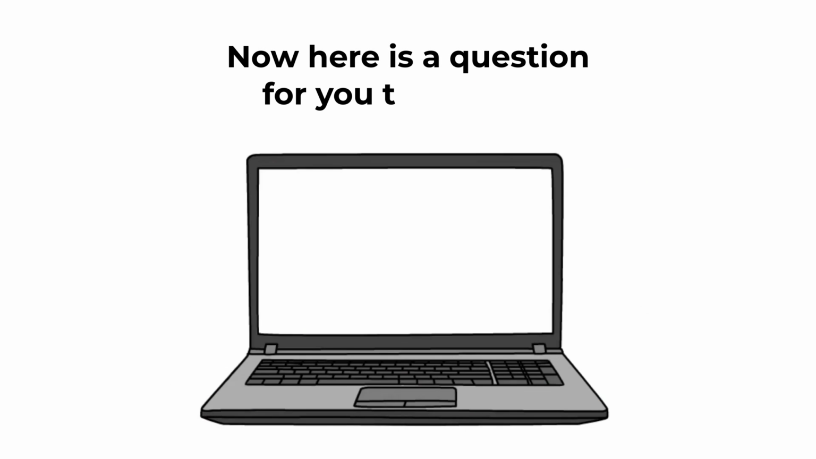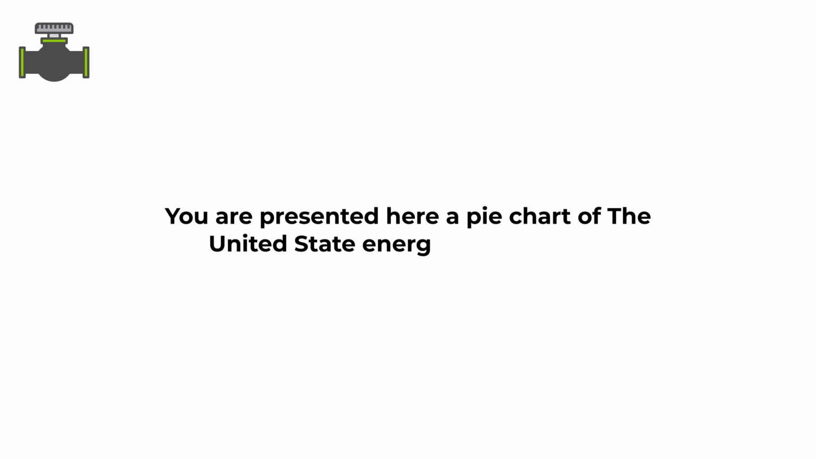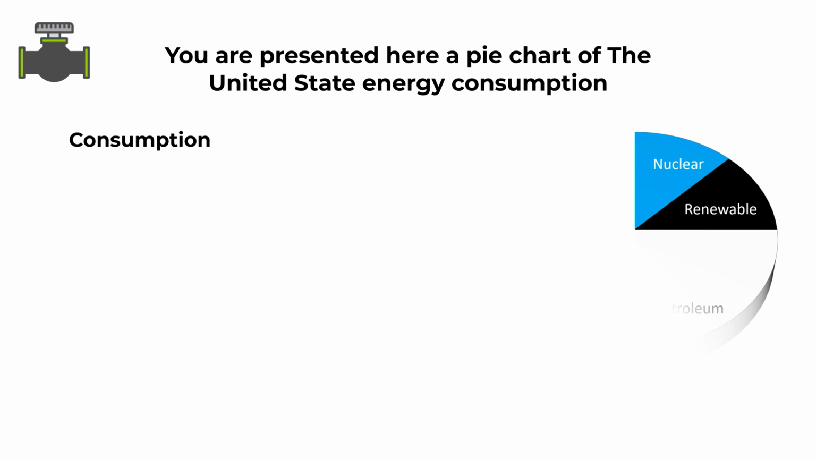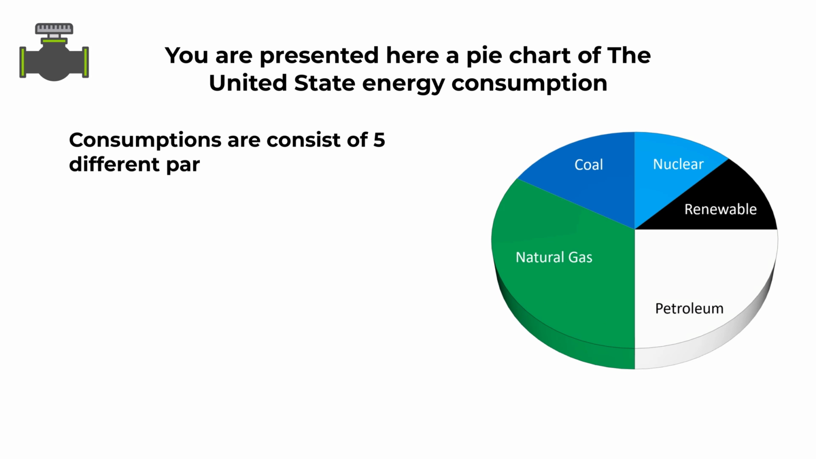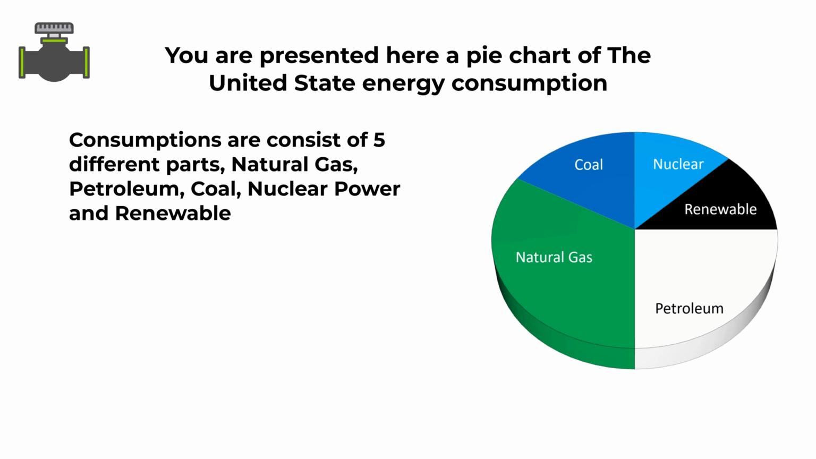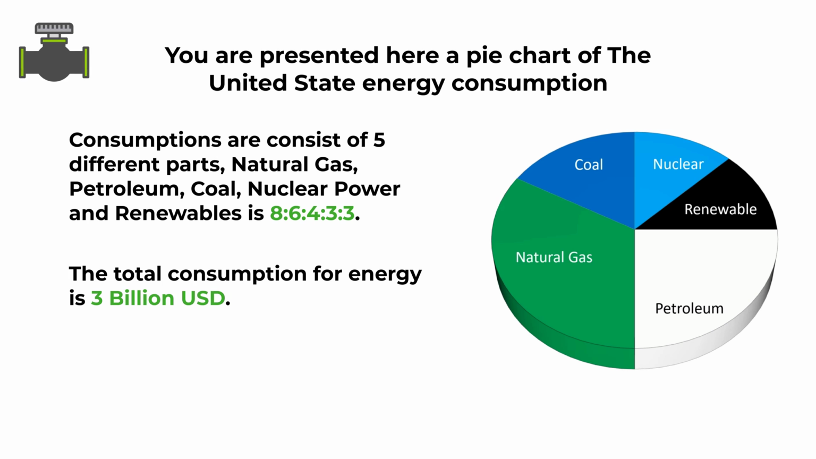And now here's the question for you to practice. You're presented with a pie chart of United States energy consumption. Consumption consists of 5 different parts: natural gas, coal, nuclear, renewables, as well as petroleum. The ratio between natural gas, petroleum, coal, nuclear power, and renewables is 8 to 6 to 4 to 3 to 3. The total consumption for energy is $3 billion.